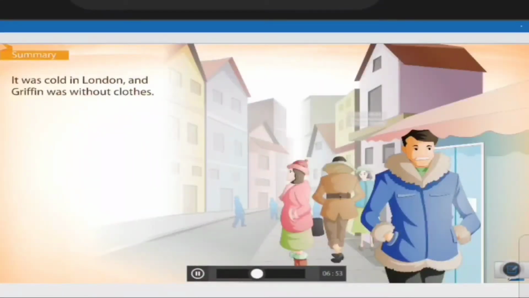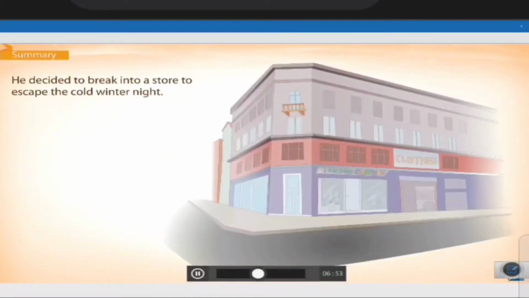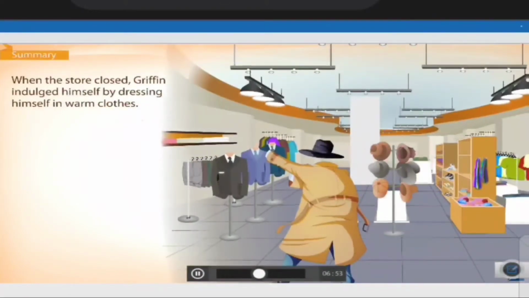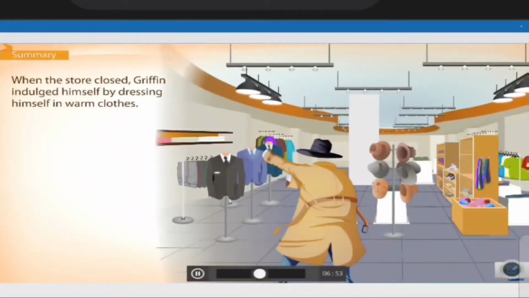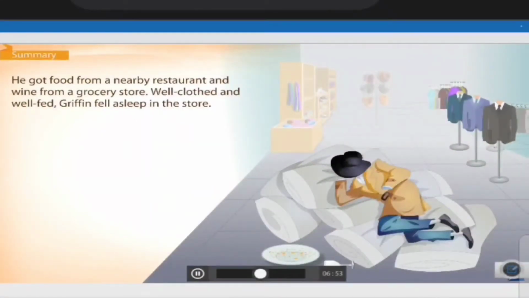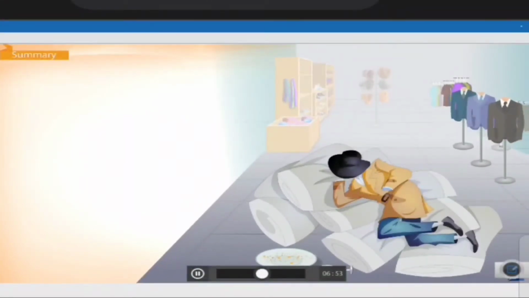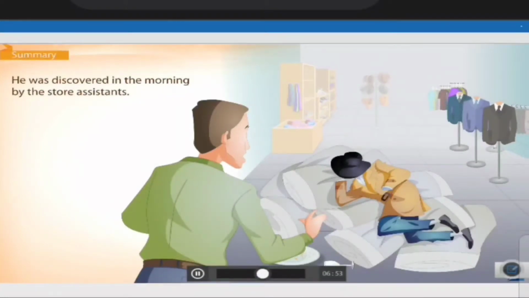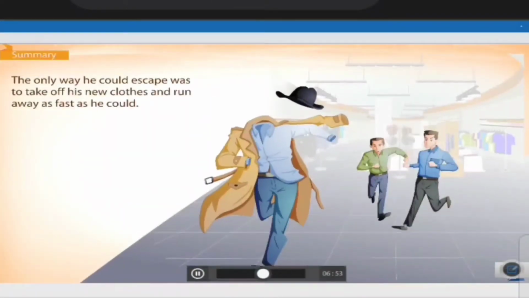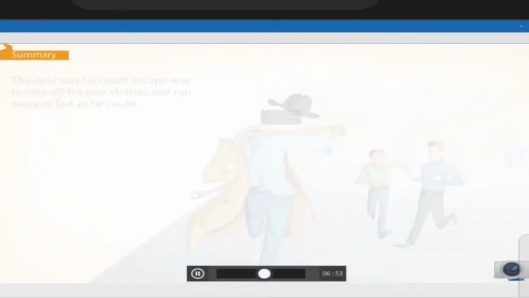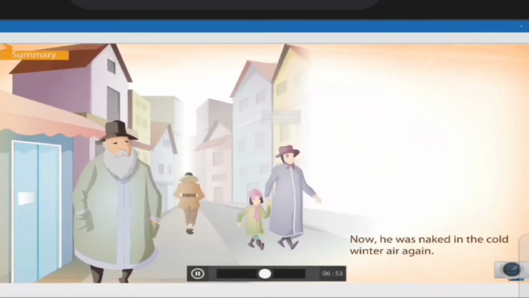It was cold in London, and Griffin was without clothes. He decided to break into a store to escape the cold winter night. When the store closed, Griffin indulged himself by dressing himself in warm clothes. He got food from a nearby restaurant and wine from a grocery store. Well clothed and well fed, Griffin fell asleep in the store. He was discovered in the morning by the store assistants. The only way he could escape was to take off his new clothes and run away as fast as he could. Now he was naked in the cold winter air again.